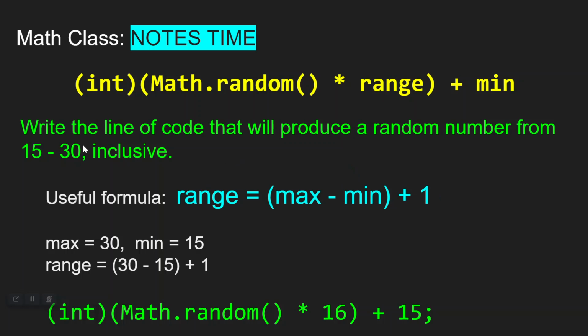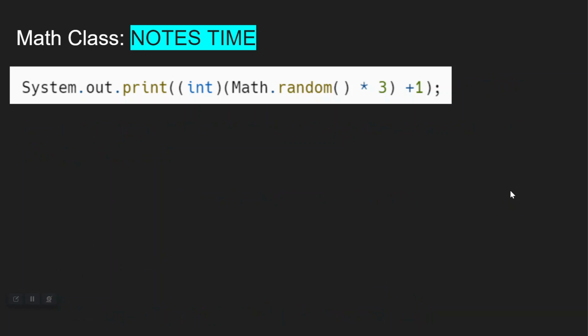So in this case, your maximum number is 30, your minimum number is 15. So if you do 30 minus 15, that's obviously going to give you 15. Then add 1 to it, that gets you 16. So that means the line of code that will produce it is (int) Math.random() * 16 + 15. So that's another operation that you should know how to do. And again, it's always good to do some practice like this.